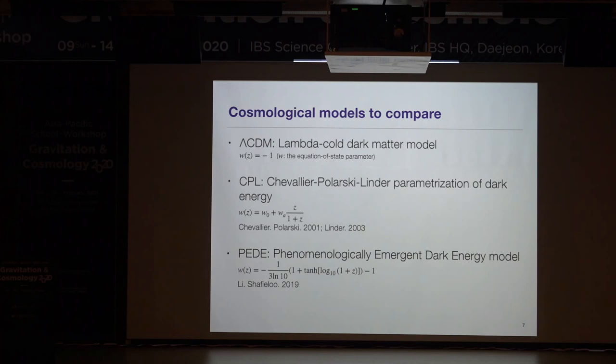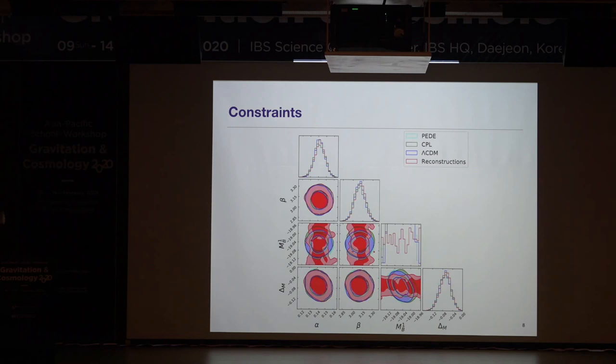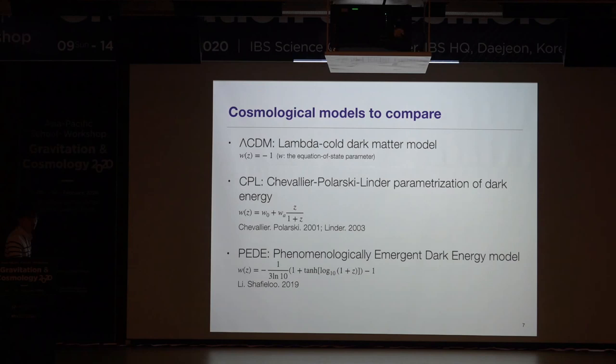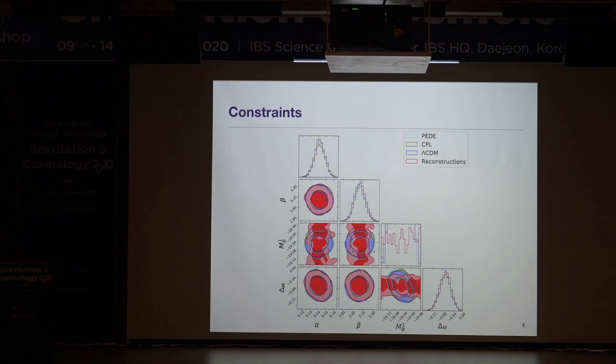So we choose these three different models to compare them with the model-independent reconstruction we produced. For the last model, one of the main features is that there is no additional free parameter. By using the Markov chain Monte Carlo method, we trace the parameter space of these four Likert hyperparameters, then we constrain these four parameters.